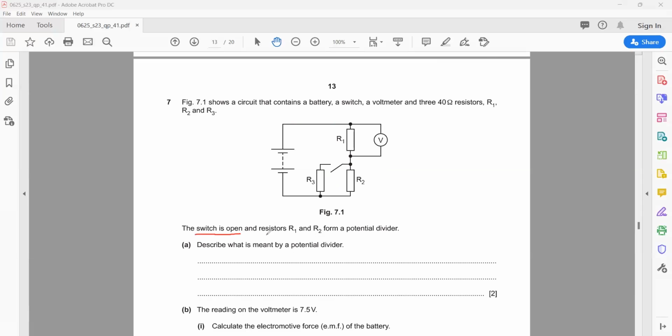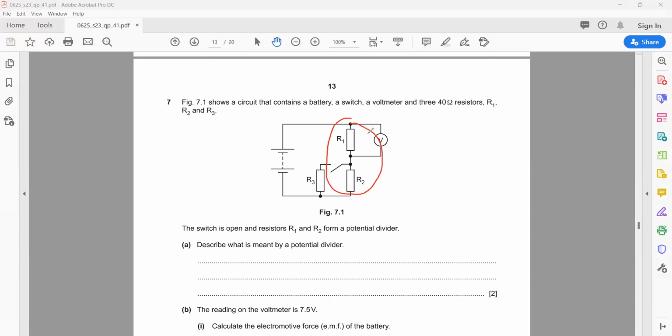The switch is open and resistor R1 and R2 form a potential divider. So now if the switch is open, it means R3 is not active. So only the current is coming from this side and going to this side. So now these two are working as a potential divider.